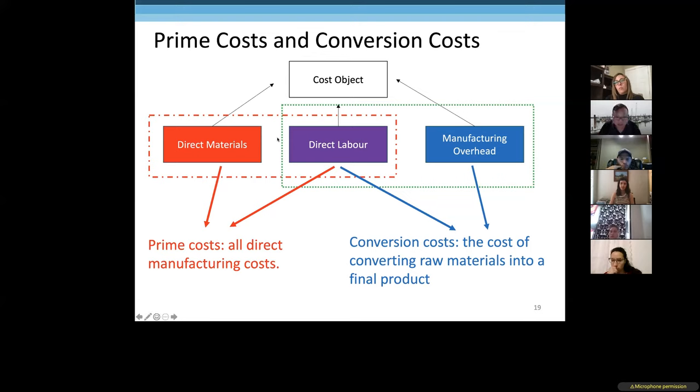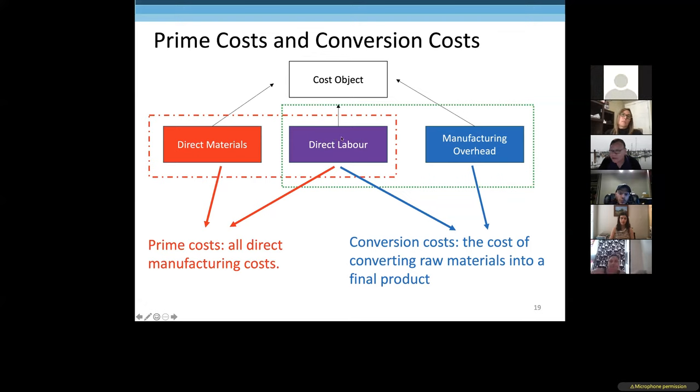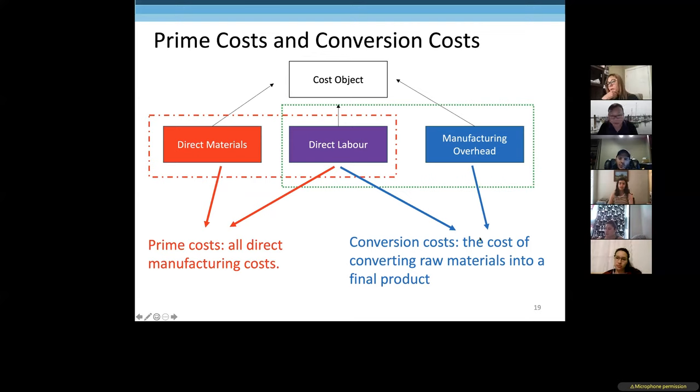Why do I pick a direct labor in a purple color? Does anyone know? So the direct material is red, prime cost are red, and this conversion cost are blue. Why I pick the direct labor as a purple? Erin? I think it's because if you mix blue and red, it's purple, isn't it? Yeah, thank you. Yeah, because direct labor is part of both, right? It's part of the red, the prime cost, is also part of the conversion, right? So therefore, direct labor belongs to both, okay?